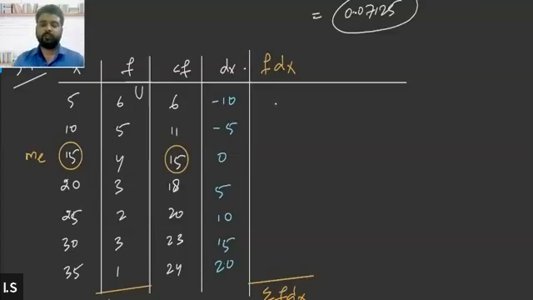Okay, then we will multiply it with the frequency to find out the f dx. So 6 into minus 10 will be minus 60. Then 5 into minus 5, it will be minus 25. Then 4 into 0, it will be 0. 3 into 5, it will be 15. 10 into 2, 20. 15 into 3, 45. And 20 into 1, 20.